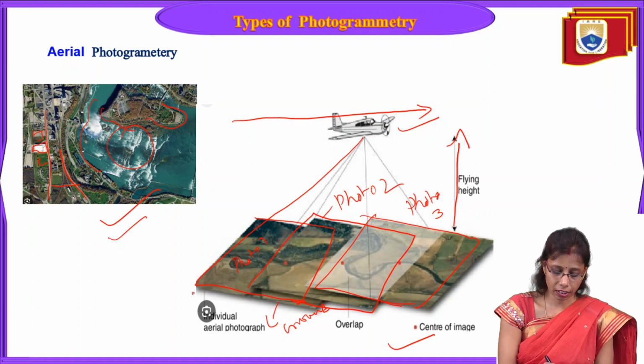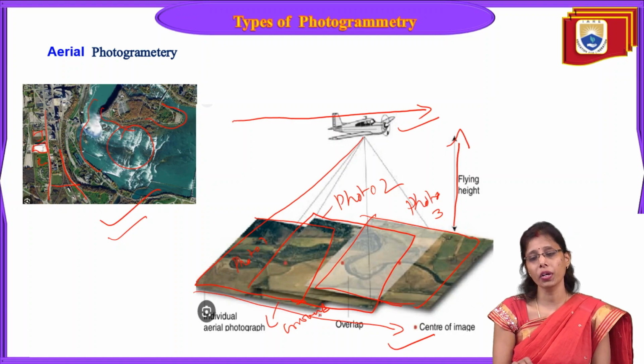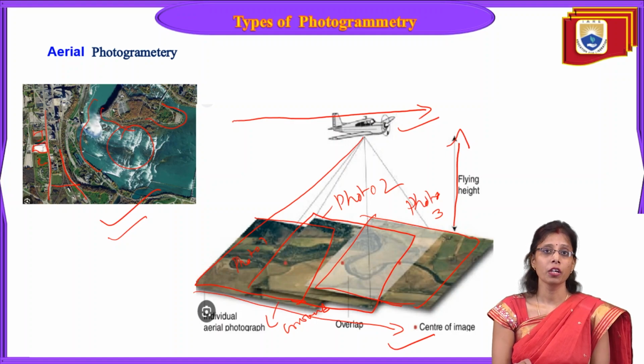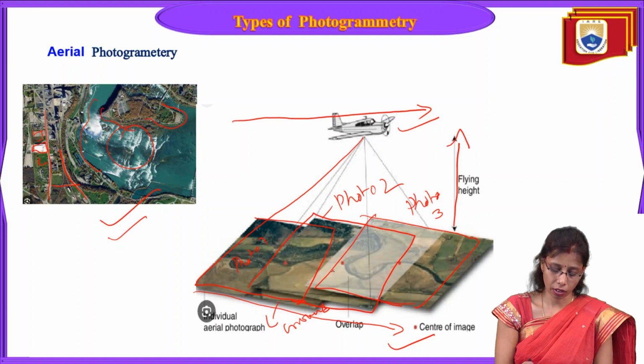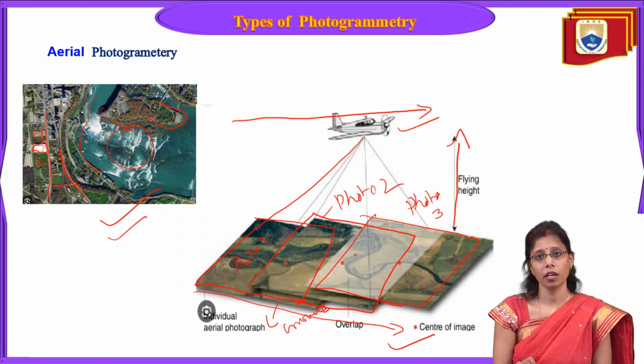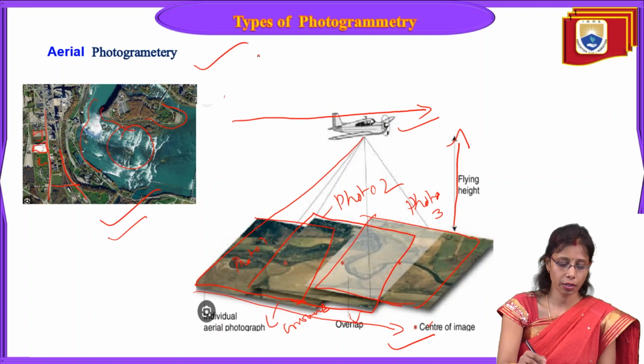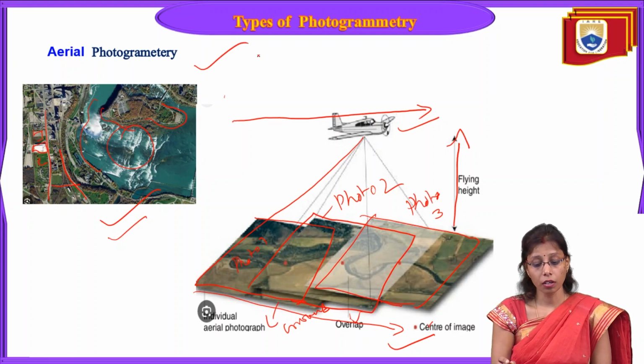Like that, in a direction it keeps on clicking a photo in the same direction with the overlapping area, so that no area should be missed. Overlapping is a must in aerial photogrammetry, because if it does not go with this overlap, there is a chance of missing a small area which will be kilometers on the ground. So here we have an individual aerial photograph, here we have an overlap, and this is the center of the image, right? This is called aerial photogrammetry, the images which are captured from the air.